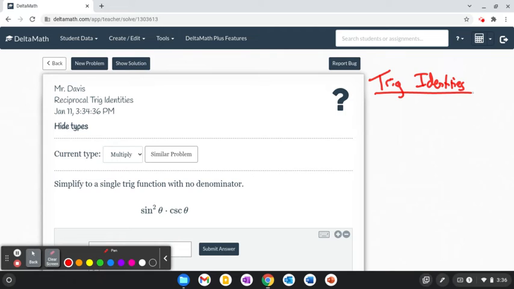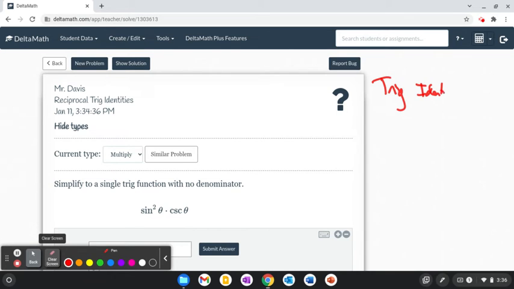Basically what trig identities are is they're a set of formulas, if you will, that allow us to take something like this, sine squared times cosecant, and simplify it. And the goal today is going to be to simplify these expressions into a single trig function with no denominator. So single trig function, no denominator is the goal.